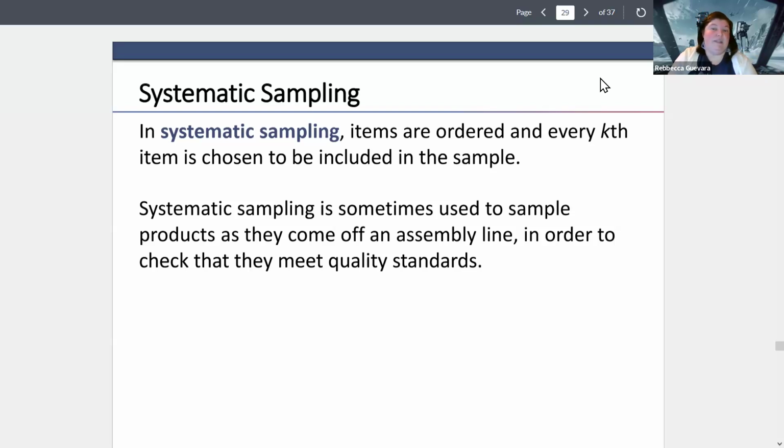Systematic sampling is sometimes used to sample products as they come off an assembly line in order to check that they meet quality standards. So this is a common thing, like you might sample every 20th item.